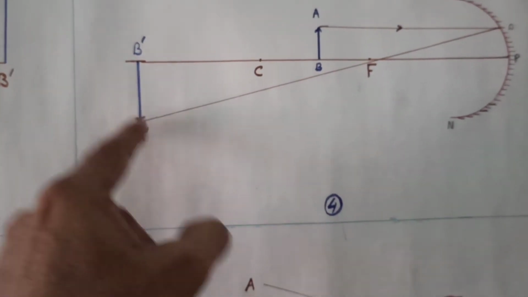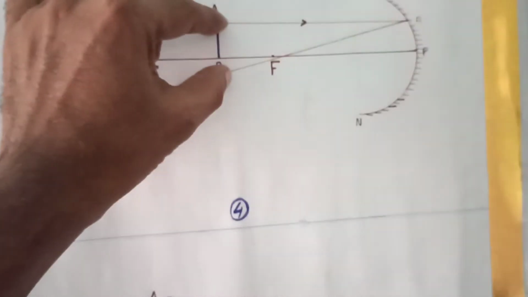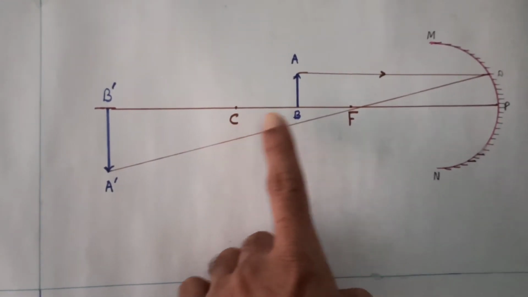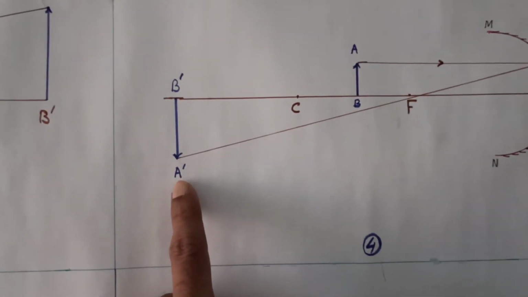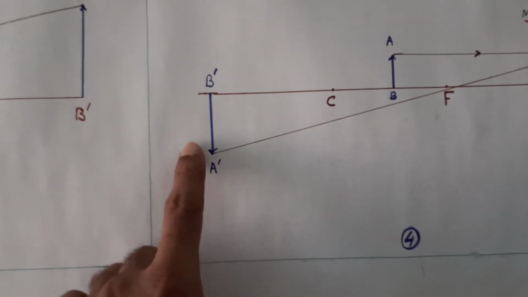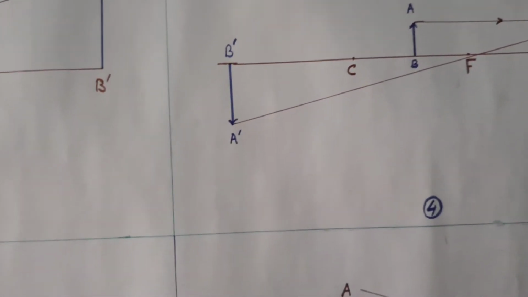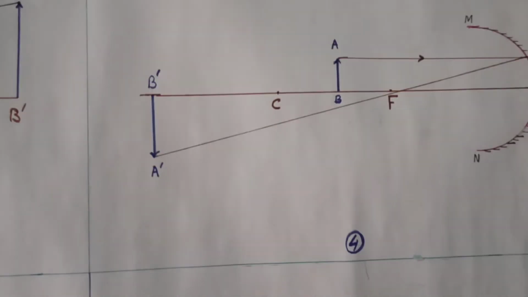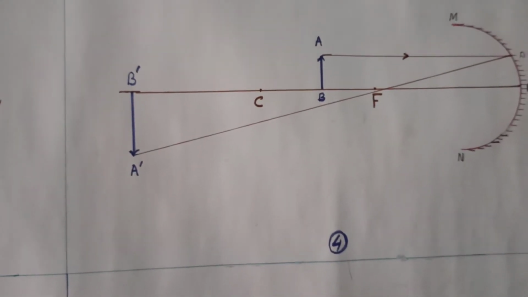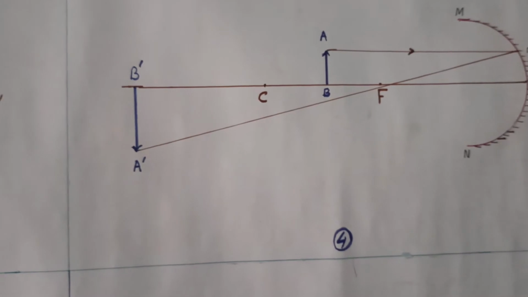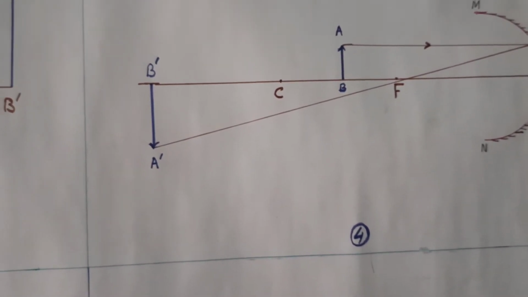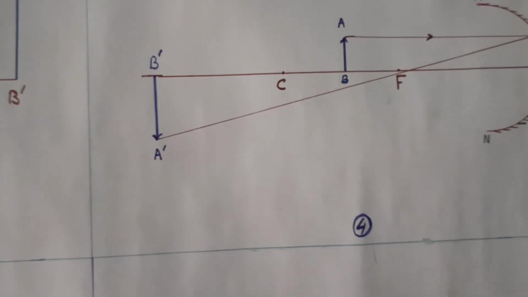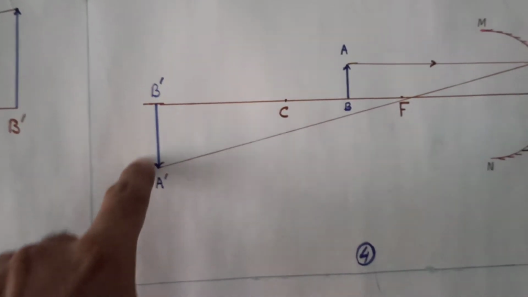Here you can see this is image, this is object. So when the object is placed in between C and F, the image formed is beyond C and the image is inverted. So what is the size of the image? The size of the image is enlarged, means it is bigger in size as compared to the object. And what is the nature of the image? The nature of the image is again real and inverted.